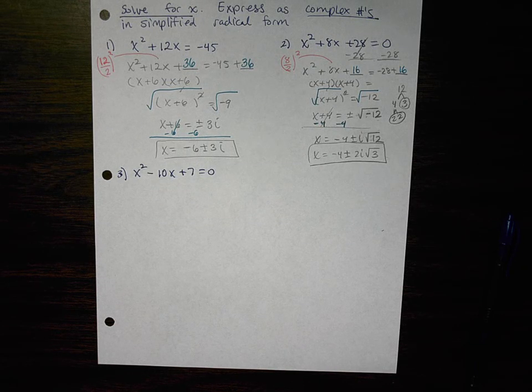I'm going to take this off the screen, so make sure you get it down quickly. x squared minus 10x plus 7 equals 0. Write it down, work it out, and then check with the people sitting next to you.